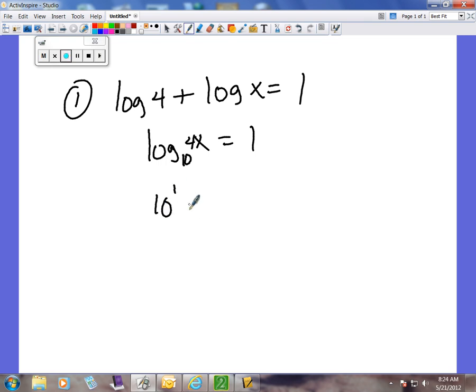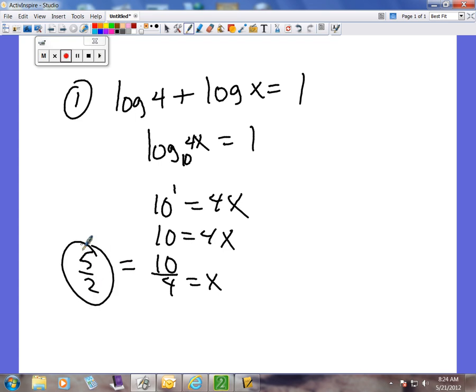Ten to the first equals 4x. The base to this power equals this. How many remember that now? We do, don't we? Okay. Now you just solve it. 10 to the first is just 10, isn't it? How do you solve that algebra 1 equation? And do not divide with a calculator. No, we're not using any calculators on this. And then you have to reduce it. So your final answer is 5/2. Everybody okay with that?